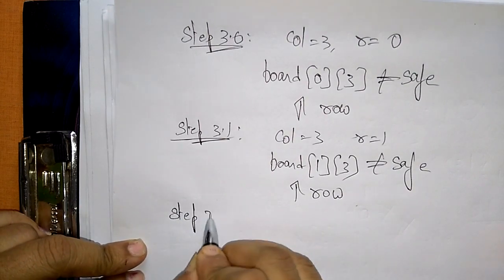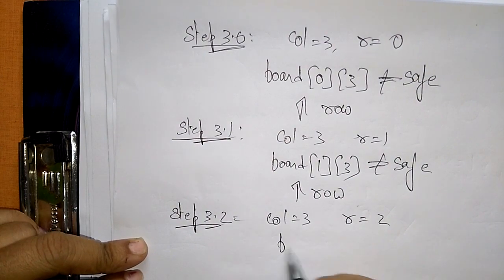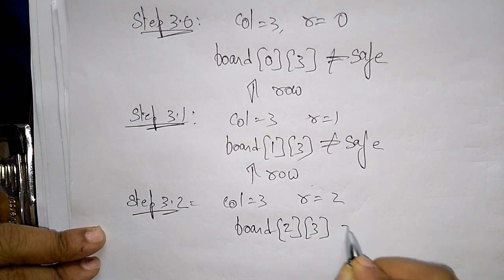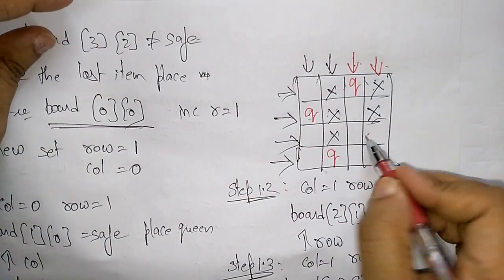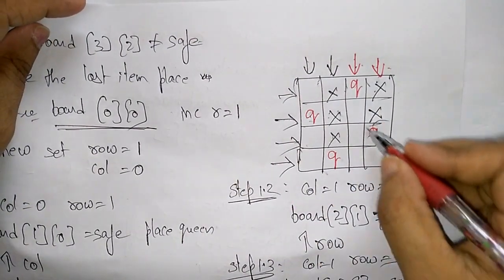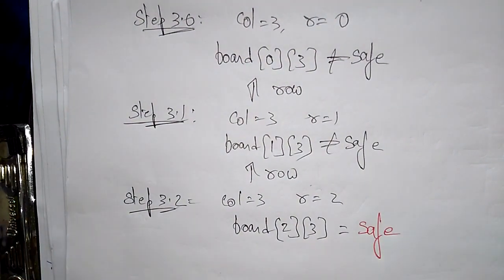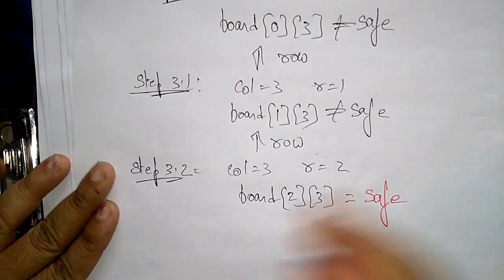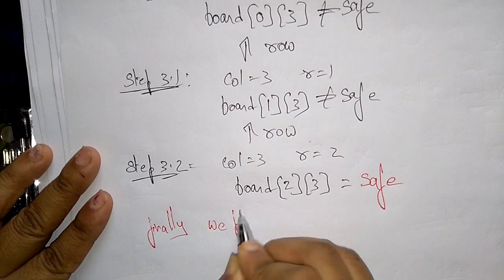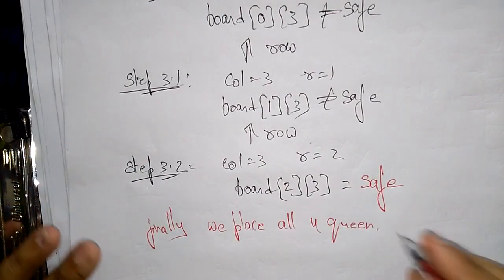Step 3.2, that is column 3 and row 2. Now check whether board of second row, third column is safe. Yes, it is safe because there is no item in this row, this column, or this diagonal. So finally we have placed all 4 queens. So we stop the solution here.